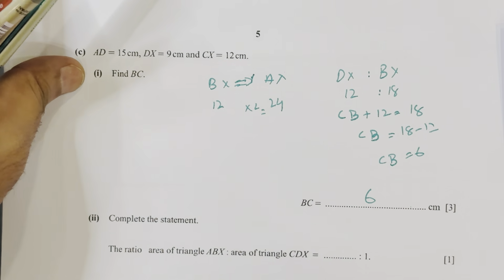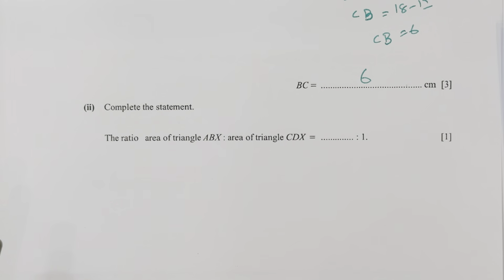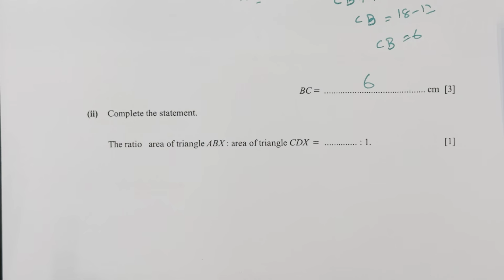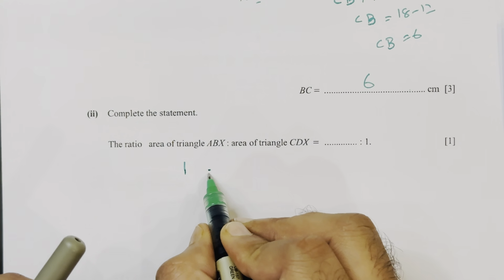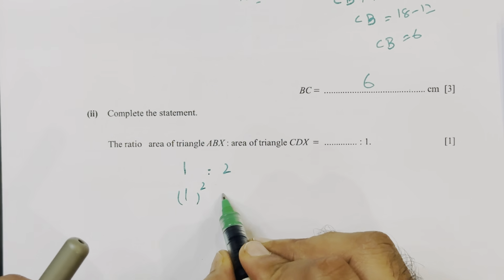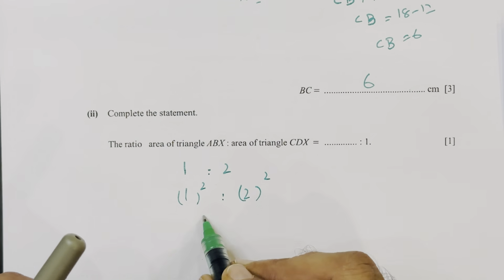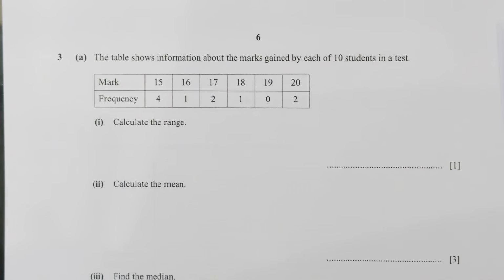Okay, complete the statement. The ratio area of triangle ABX ratio area of triangle CDX is dash ratio 1. We know that the sides have a ratio 1 and this has the 2, and we know that we have to take the square of their sides to compare their ratio. So 1:4, so our answer will be 4:1. So moving to question number 3.